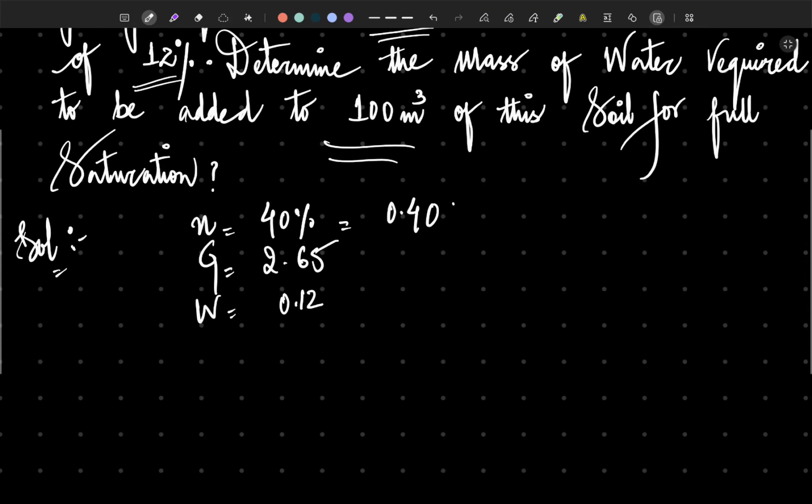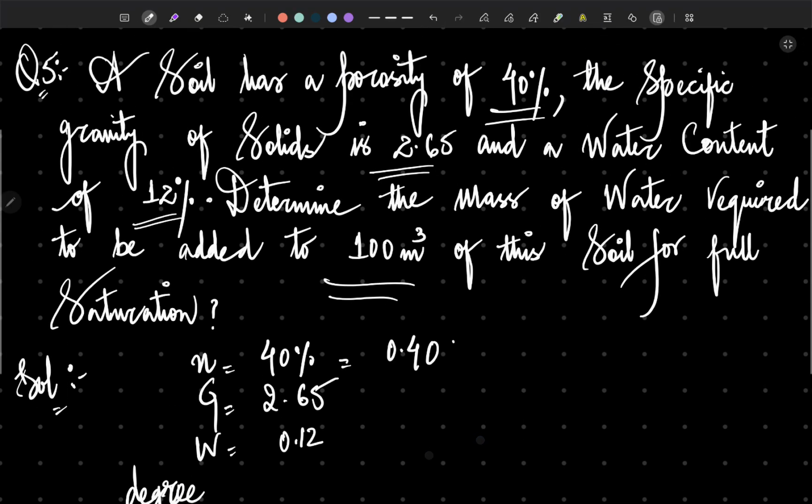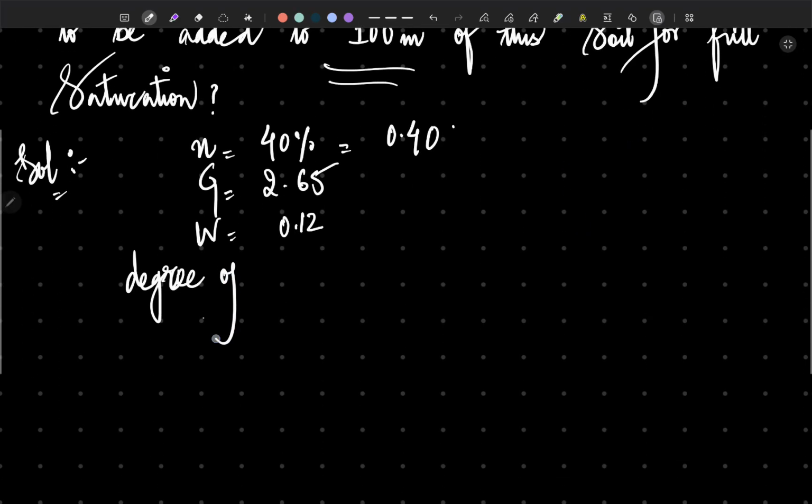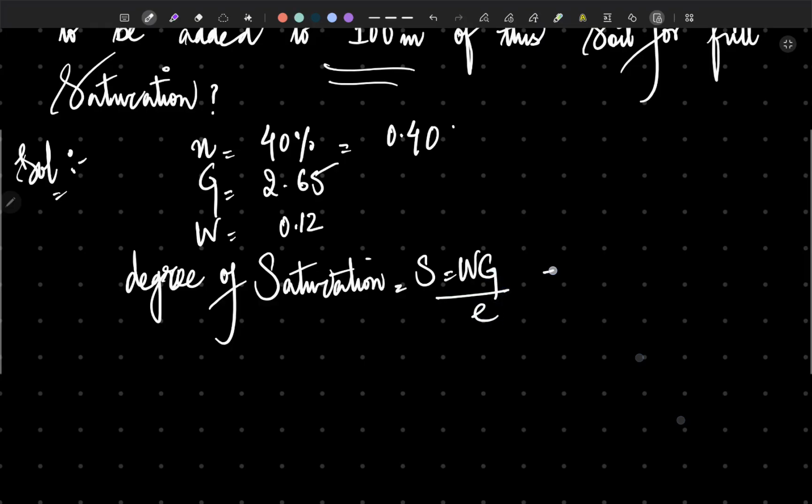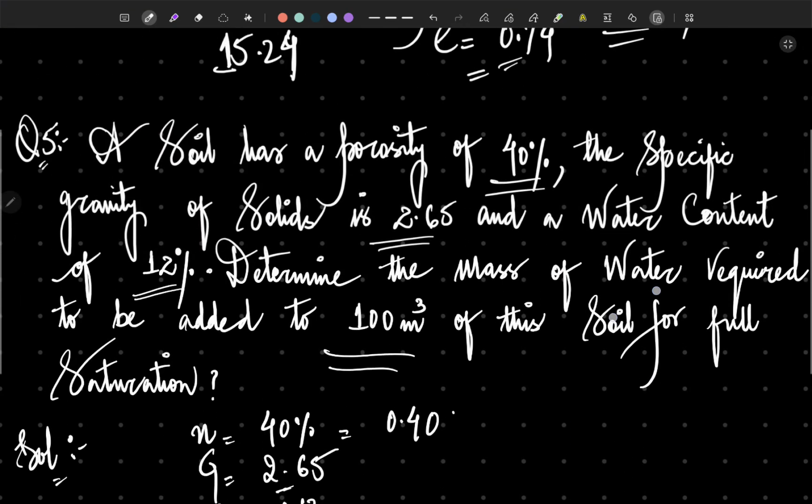Let's go on finding the degree of saturation first, because we have to determine the mass of water required to be added to the 100 cubic meters of this soil for full saturation. We have to see what is the degree of saturation currently. Degree of saturation S = wG divided by e. Water content 0.12, specific gravity 2.65, and e 0.66.